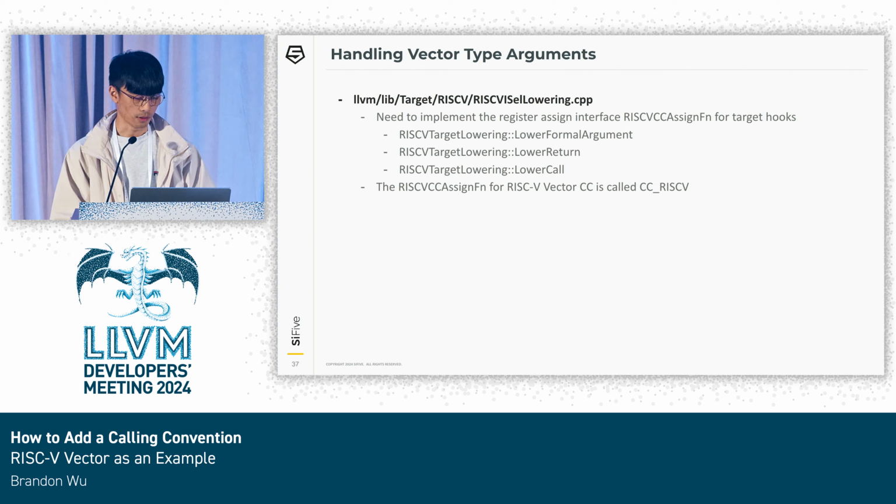Once the set of registers for each class is defined, we need to define 3 other target hooks, which are lower formal argument, lower return, and lower call. Basically, we just need to use CC state to help with that. I'll show you the register set in the following few slides.